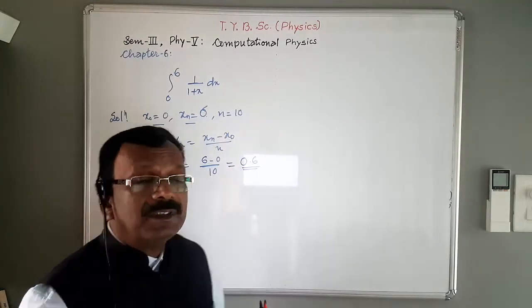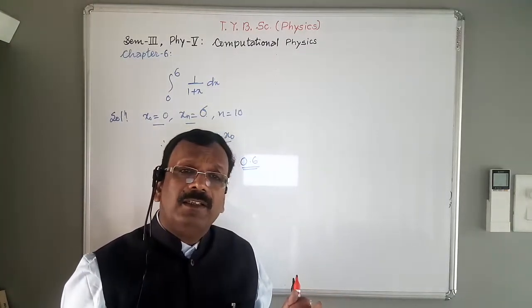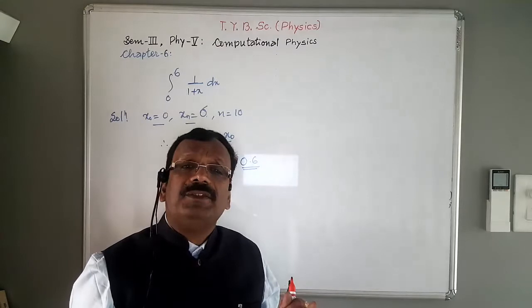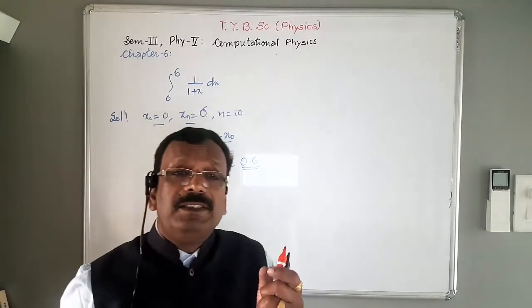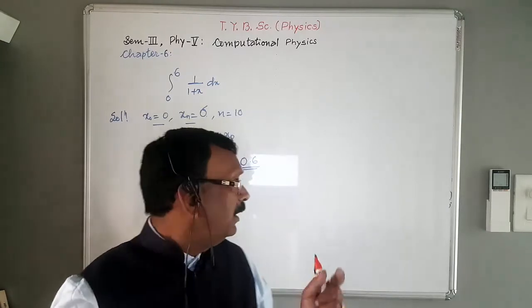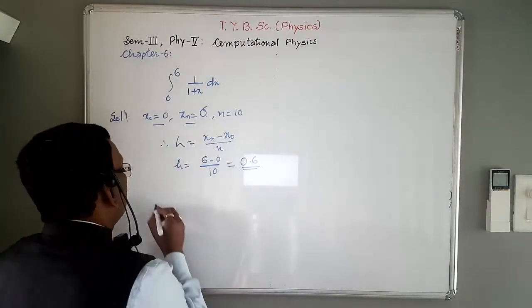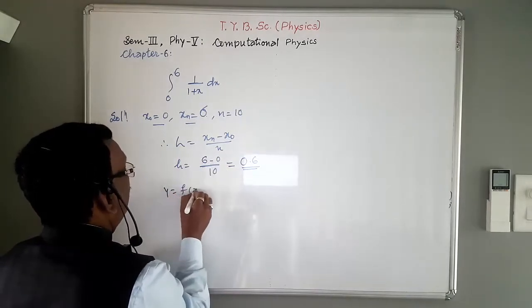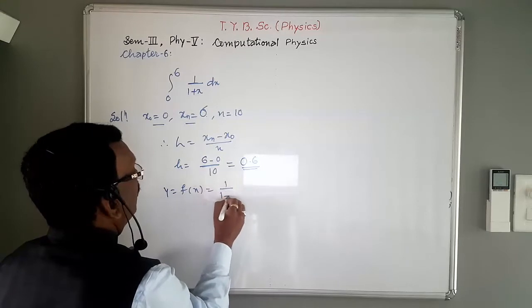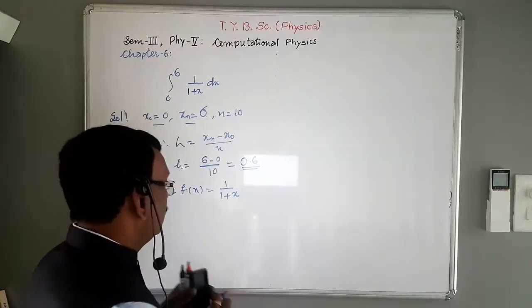Now when we solve this, we will get 0.6. That means there are 10 intervals which are equally spaced values of arguments. So the difference between two intervals is 0.6. Now we can calculate the function y is equal to f of x is equal to 1 upon 1 plus x for different values.